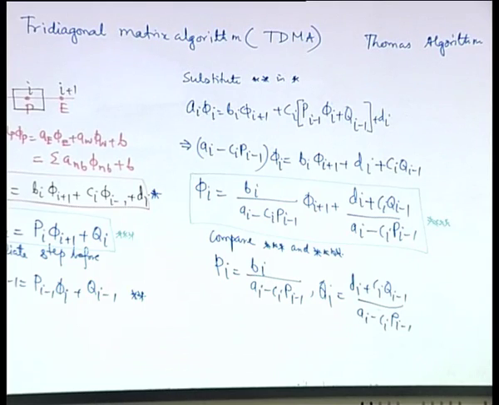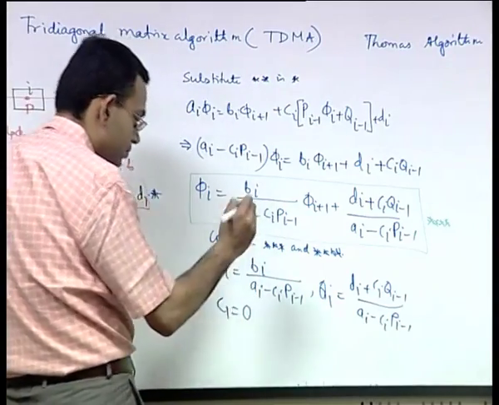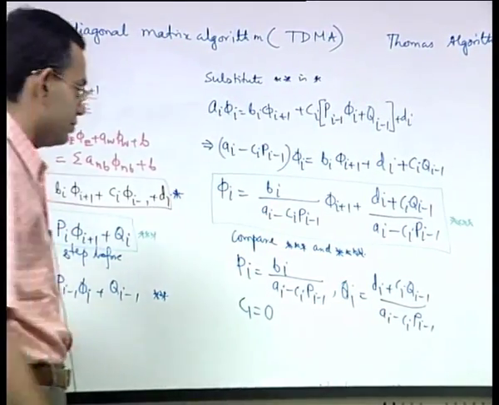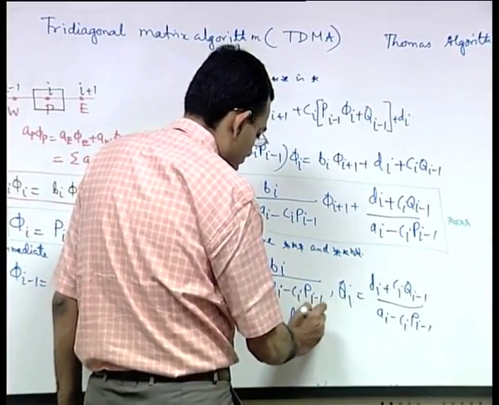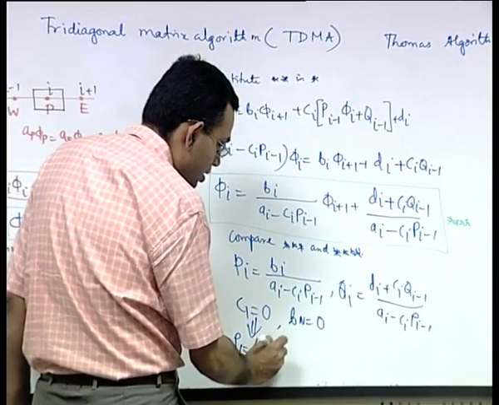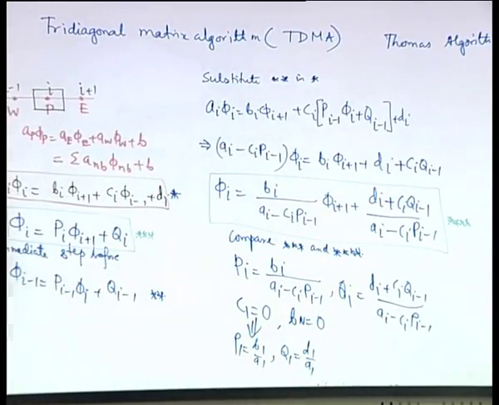Where you have to keep in mind that C1 is equal to 0. Why? Because there is no phi 0, and Bn is equal to 0 because there is no phi n plus 1. And C1 equal to 0 implies P1 is B1 by A1 and Q1 is D1 by A1. And what is phi n?